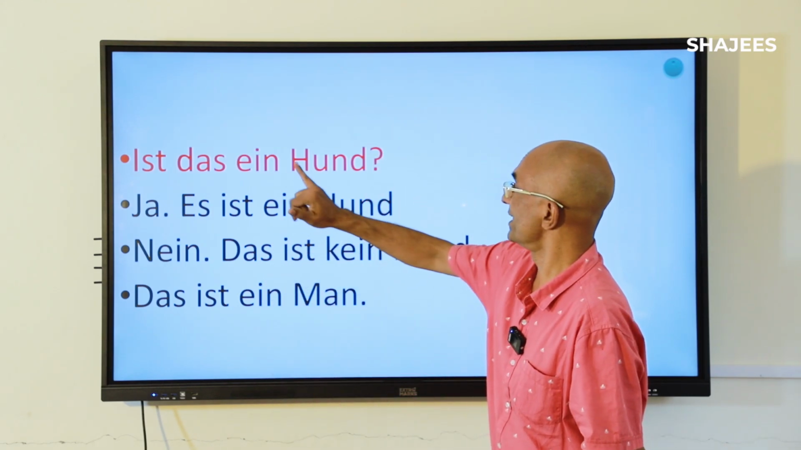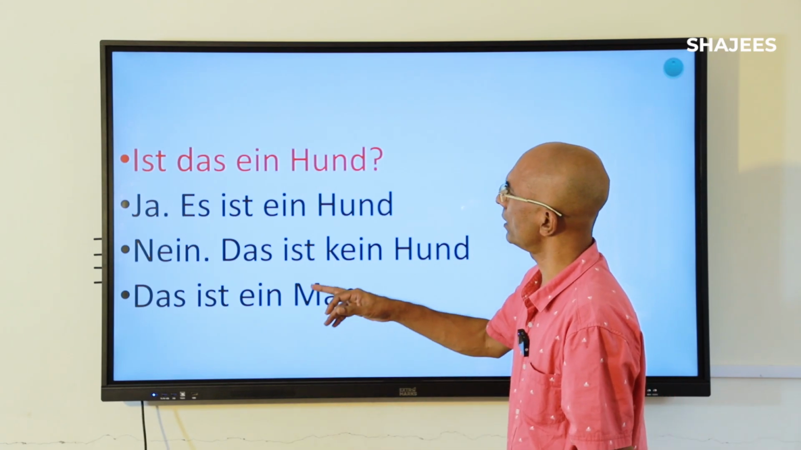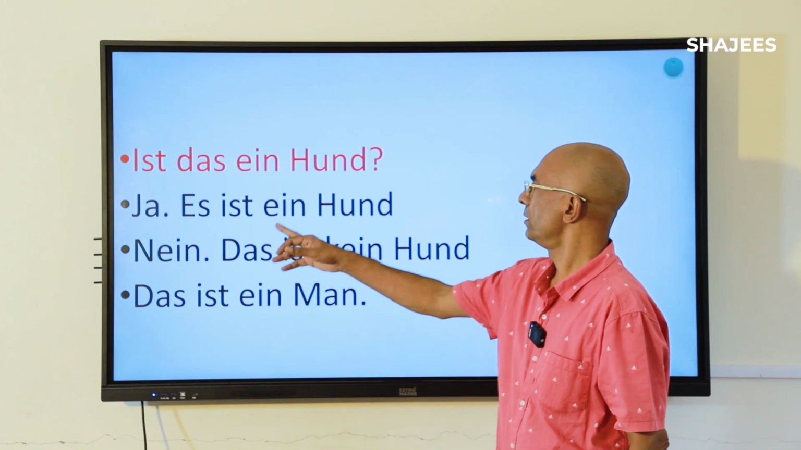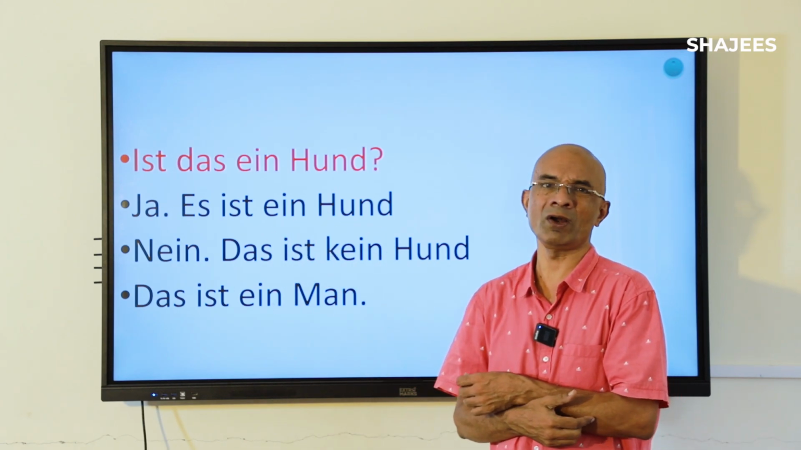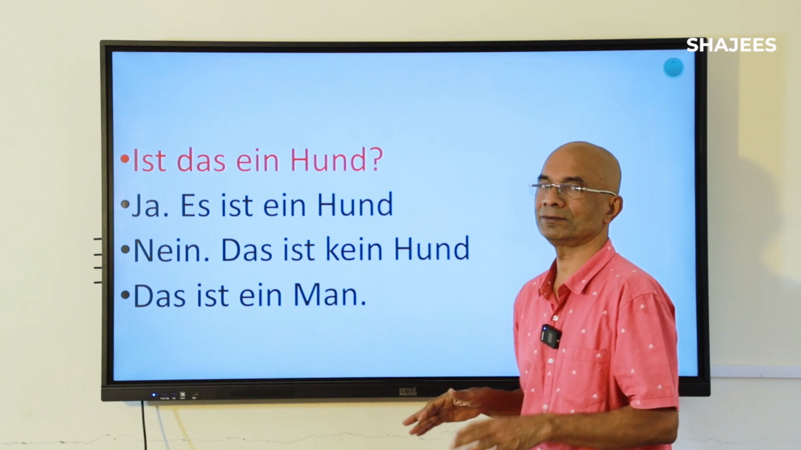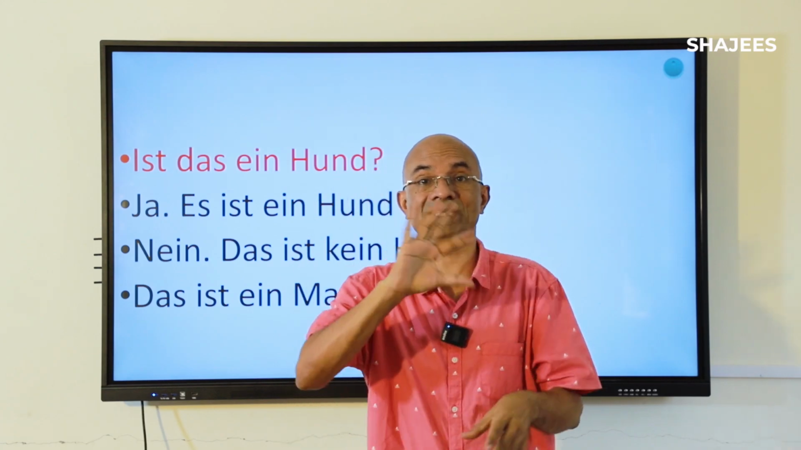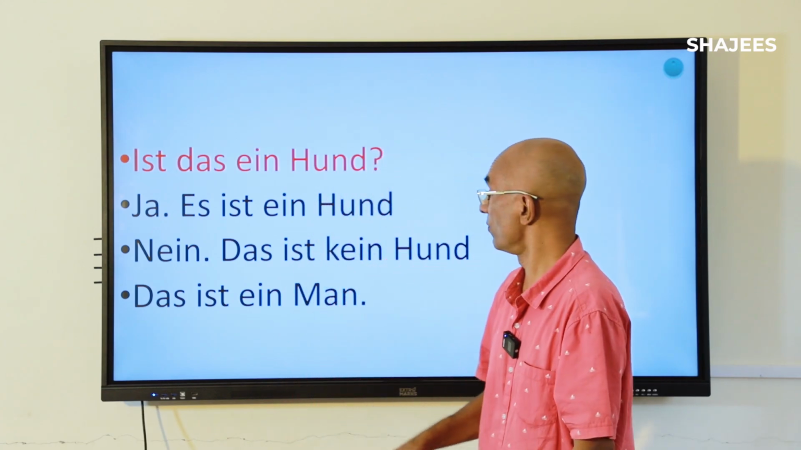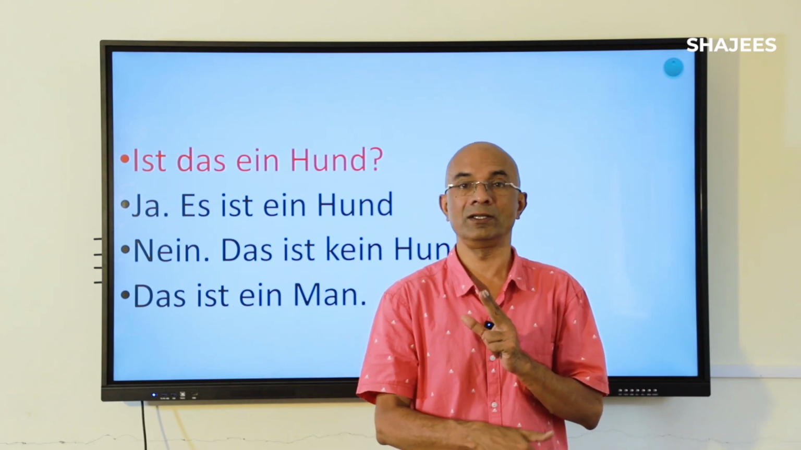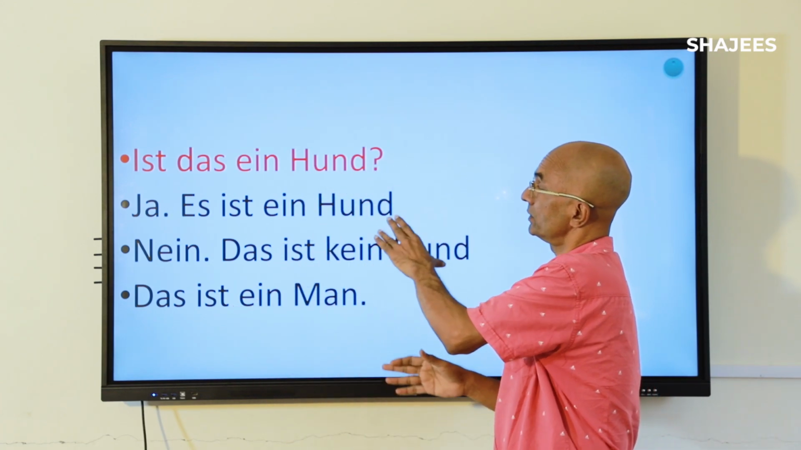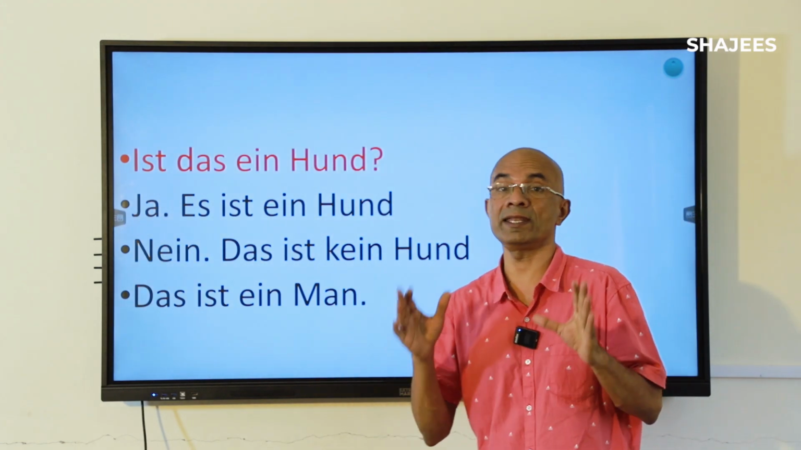For example, is das ein Hund? Is it a dog? We say, yeah, es ist ein Hund. That's a dog. Then someone says, nein, no, that is kein Hund. That's not a dog. You just mistook it because it was dark and you could not see what it is. You just saw some shadow and said it was a dog, but that is ein Mann, a man. So, is this ein Hund? Ja, es ist ein Hund. Nein, das ist kein Hund. Ja, that is ein Mann.